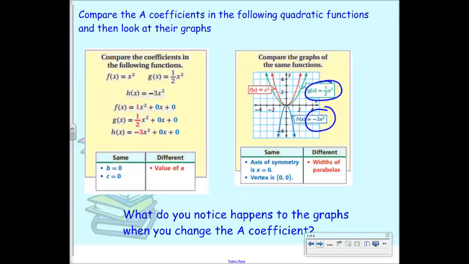Yes, it goes narrower, narrower, narrower, and then as soon as it gets to the point where it would be on top of each other, a straight line, then it would have to be x equals 0. So then it would no longer be a quadratic. So it is impossible for a quadratic to get so narrow that it disappears. All right, so again, as a gets bigger, the graph gets narrower, which is the opposite of what you would expect. As a gets smaller, the graph gets wider.